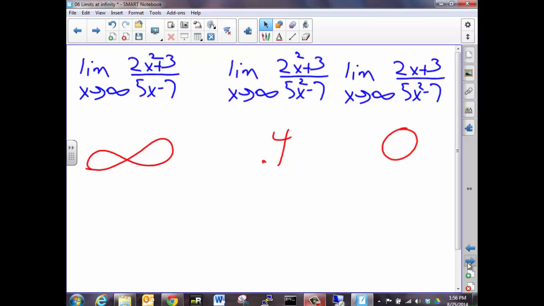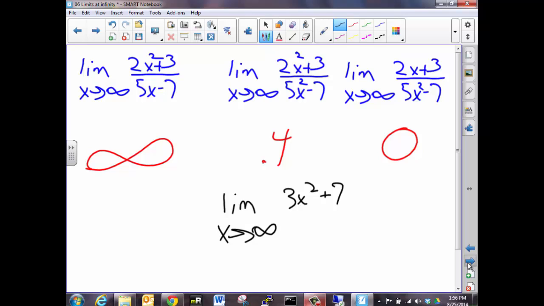So, all right, let me hear what you're telling me then. If you were looking at this problem here, 3x squared plus 7 over 11x squared minus 9, what do you think the answer would be then? 3 over 11. Why do you think that's going to happen? Thank you, sir.